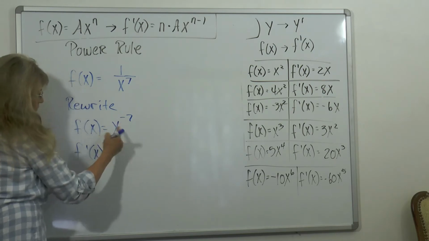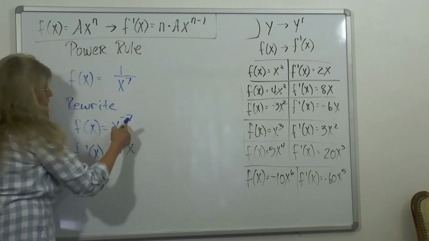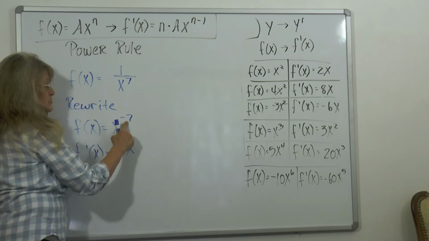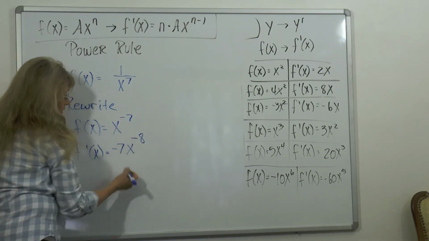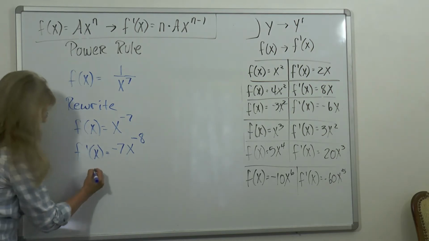Okay, so negative 7 times 1 is negative 7. Now be careful, okay, because we're going to subtract 1. So negative 7 minus 1 is negative 8. And you can leave it just like that.